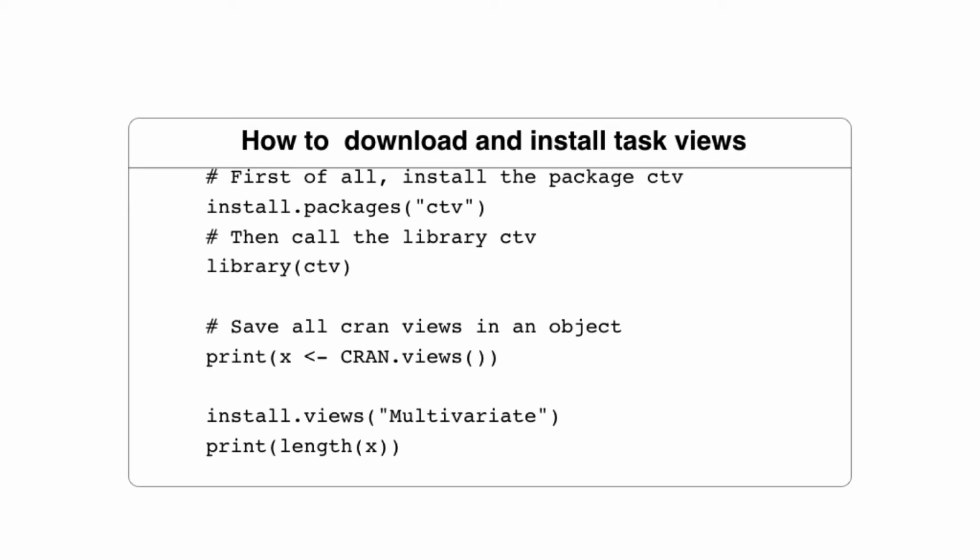if you wanted to find out how many CRAN views are available for your machine, or at the time when you're going to read that, you could type print length x. So the length of x will tell you that x actually is a list, and a list gives you the number of different things that you want to find out.